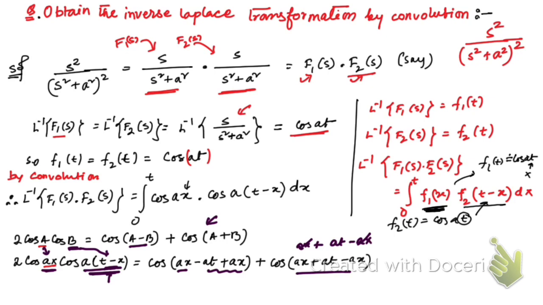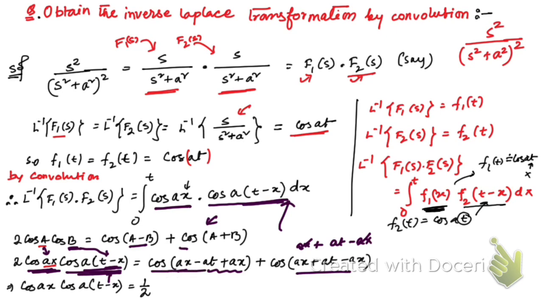So let me use this result here. You see, what will be cos ax and cos a(t minus x), as we have here cos ax into cos a into (t minus x). So that's why what we're gonna get, cos ax into cos a(t minus x) is equal to half of this part, right? So that is equal to this.